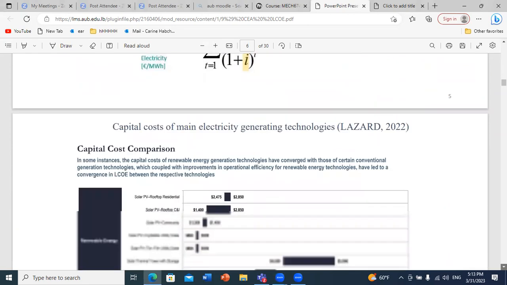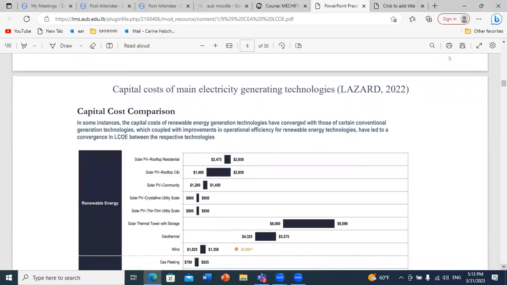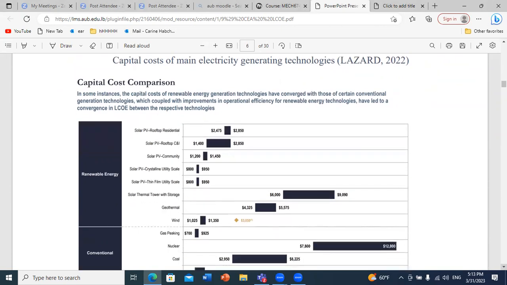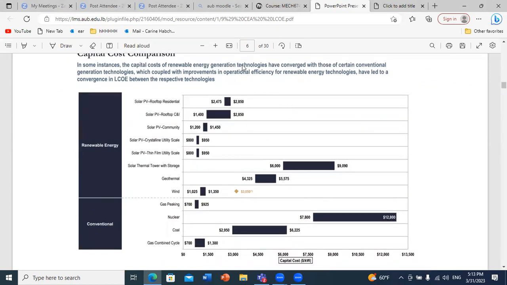Okay. So for example, let us consider a comparison on capital costs of main electricity generating technologies as summarized in the following graph. In some instances, the capital costs of renewable energy generation technologies have converged with those of certain conventional generation technologies, which, coupled with improvement in operational efficiency for renewable energy technologies, have led to a convergence in levelized cost of electricity between the respective technologies.